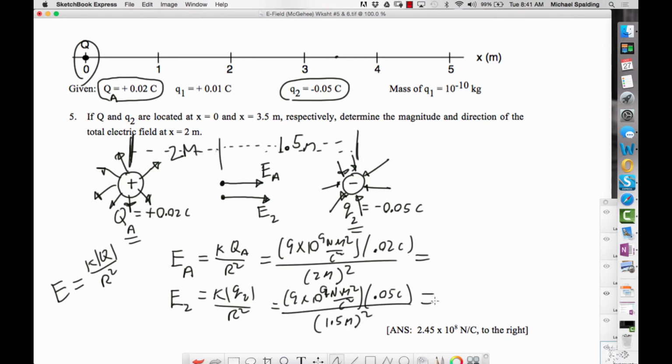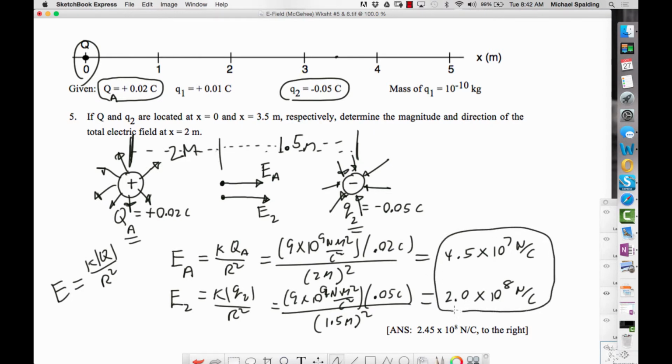So the answers here, you get 4.5 times 10 to the 7th Newton per Coulomb. And then this is 2.0 times 10 to the 8th Newton per Coulomb. Are we going to add these two together or subtract them? You add them together. Why do we add them together? Because they both point in the same direction. And then that gives us this final answer. You add them together, you get that answer.